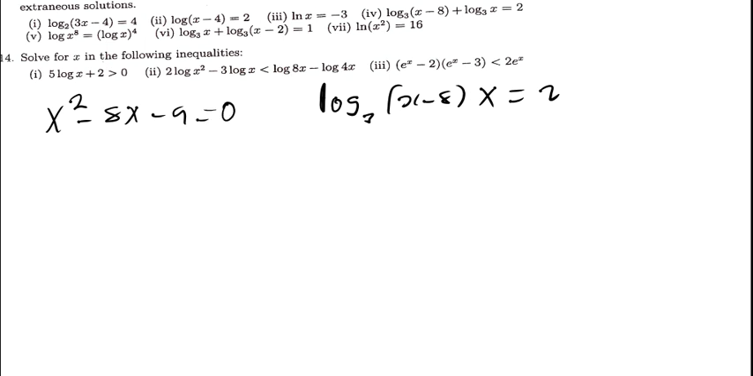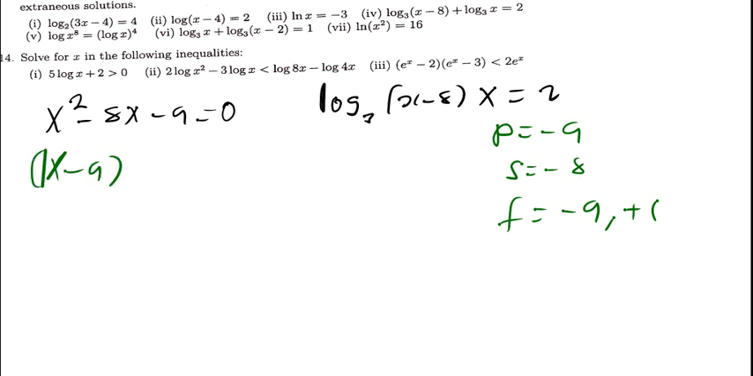What's the product? The product is negative 9. The sum is negative 8. What are the factors? The factors are negative 9 and positive 1. Meaning I've got x minus 9 and x plus 1 to be equal to 0. So x is equal to 9, and another x is equal to negative 1.